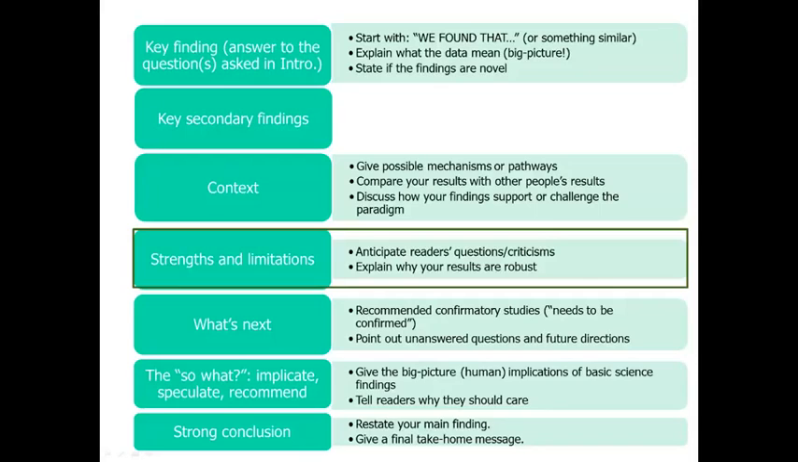A lot of times people write the limitations section in a very generic way, like, oh, well, my study was small, in other words, in a way that could apply to almost any study in that discipline. Don't write a generic limitations section. Really point out which limitations matter for your specific paper. Try to anticipate the reader's criticisms.